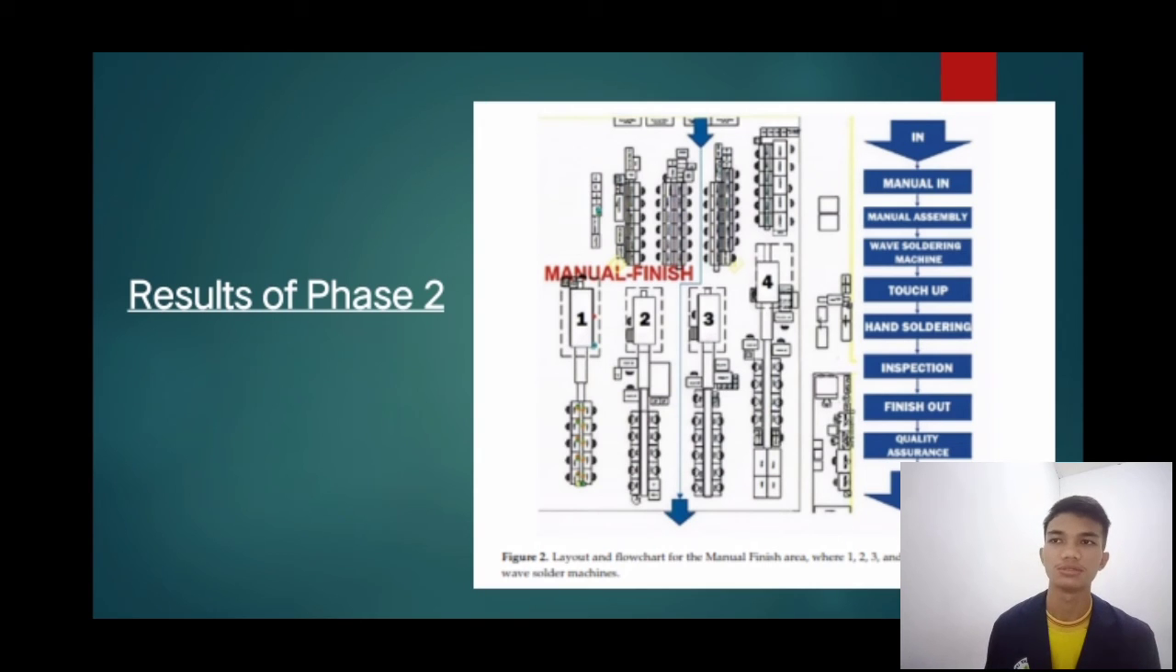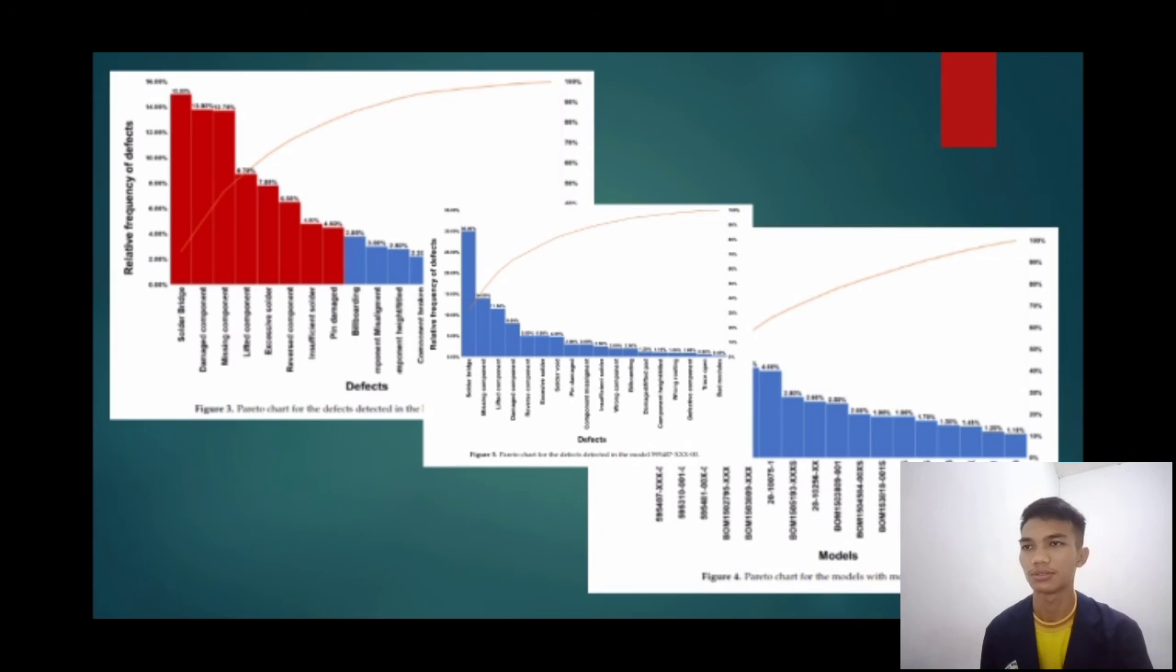And the main defects detected in the wave welding process, which represented 80.8% of all defects, were solder bridge, damaged component, missing component, wrong component, left component, excess solder, reverse component, insufficient solder, and pin damage.